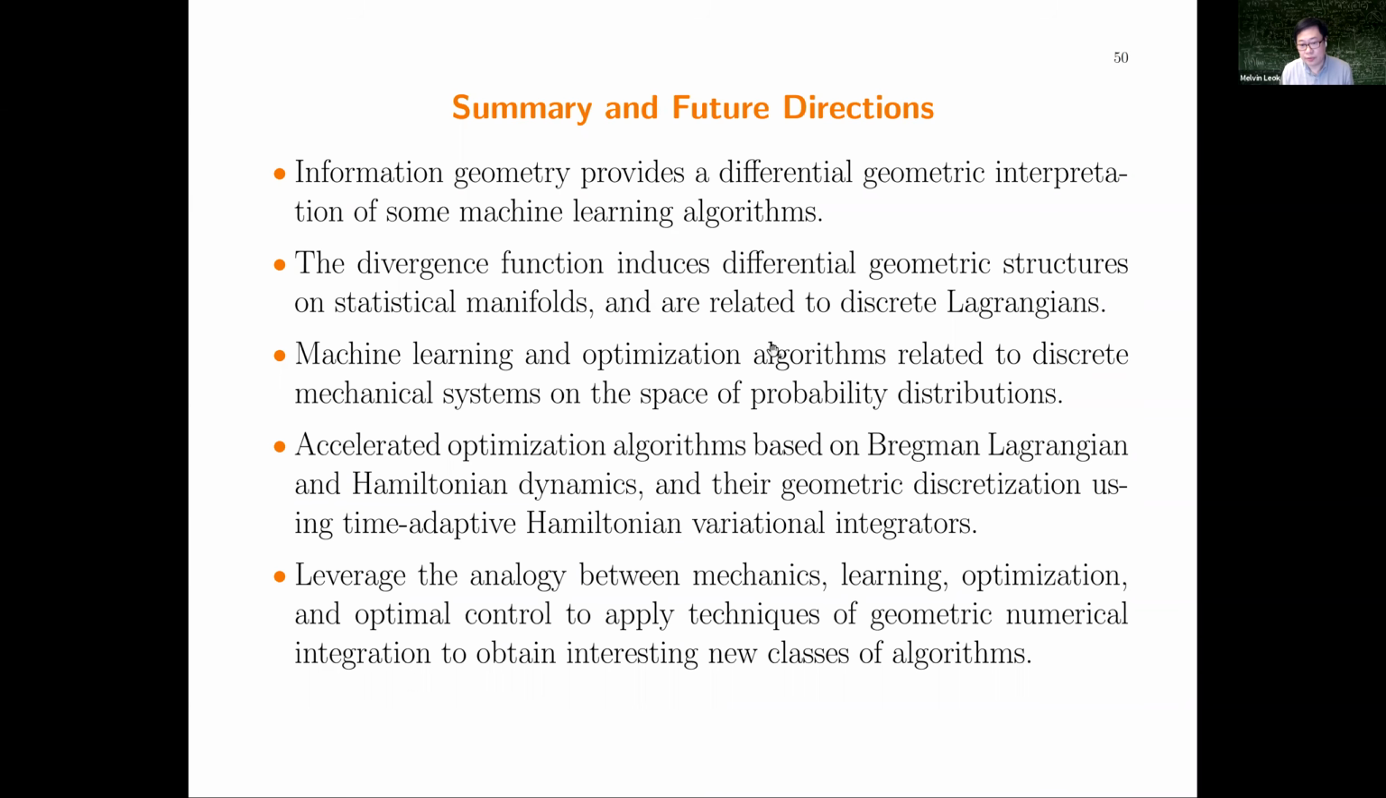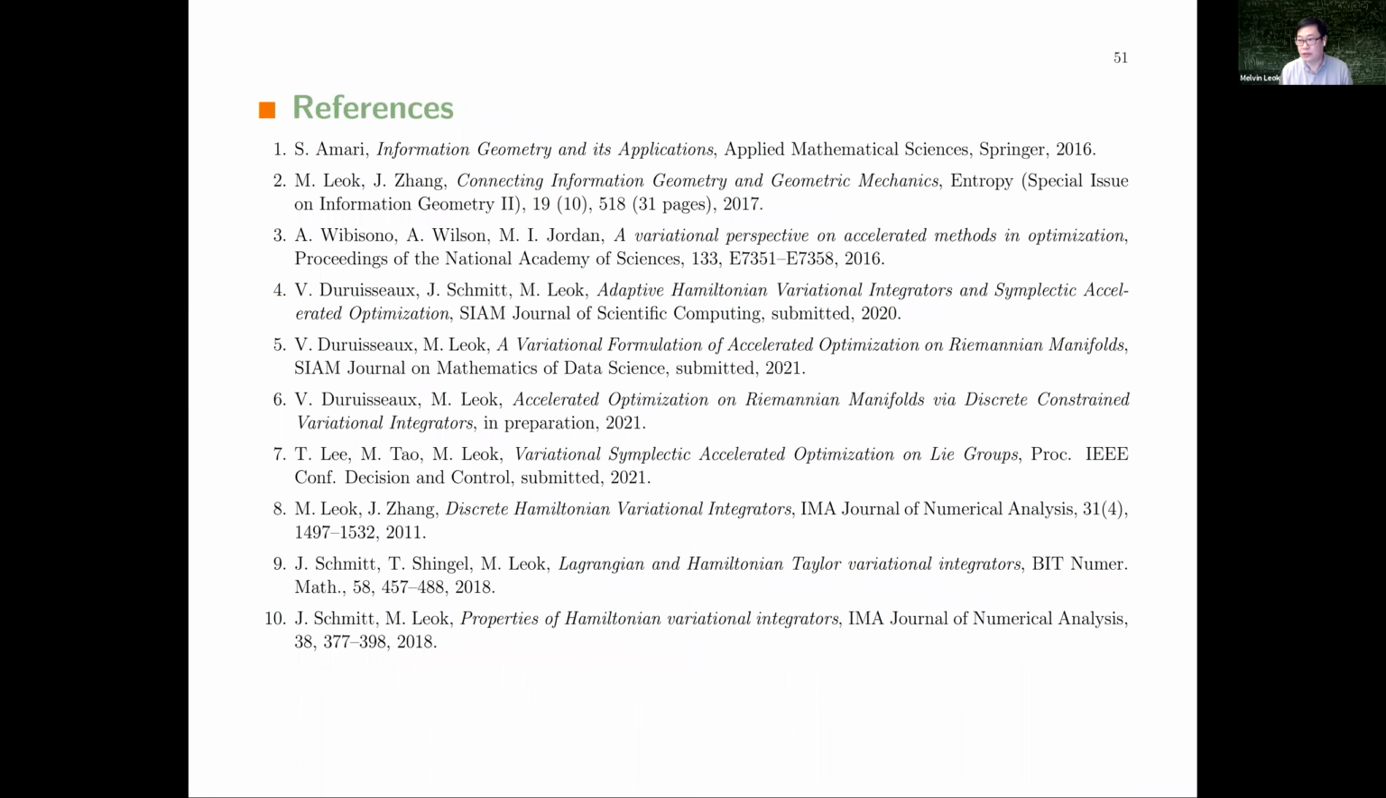So given machine learning and optimization algorithms, you can relate these things to discrete mechanics on the space of probability distributions. In particular, with the accelerated optimization algorithms, which are based on Bregman divergence and Hamiltonians, there's a very nice way of discretizing this using geometric discretizations, in particular Hamiltonian versions of variational integrators, which are time adaptive. The upshot is that we would like to leverage this analogy between mechanics, learning, optimization, and optimal control to apply the techniques of geometric numerical integration to obtain systematically new classes of algorithms. Okay, so that's what I basically wanted to say. Thank you.